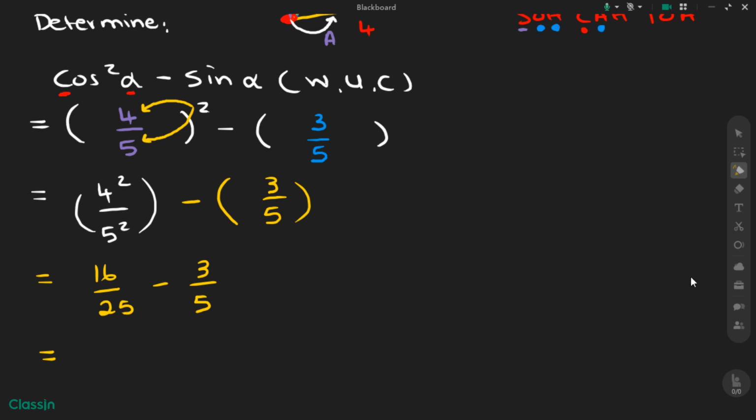This is what you are going to do. You are going to say 16 divided by 25 minus 3 over 5 equals. Then you find that your answer is 1 over 25. I guess my calculator serves me well. So the solution is 1 over 25. So this is how you get your 5 marks.